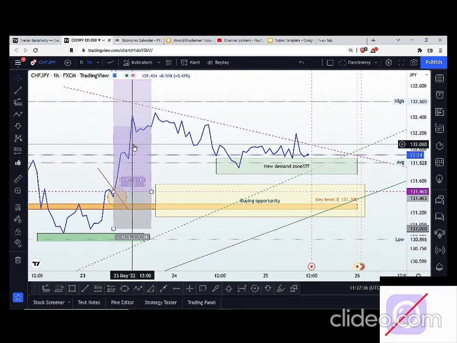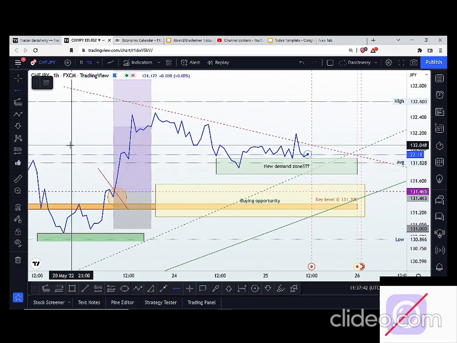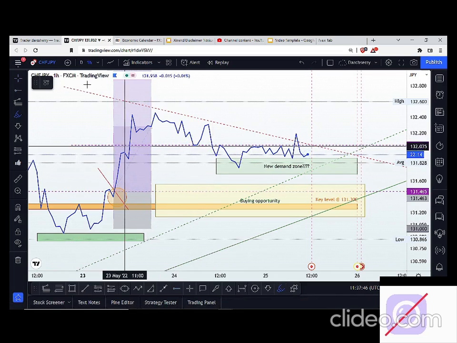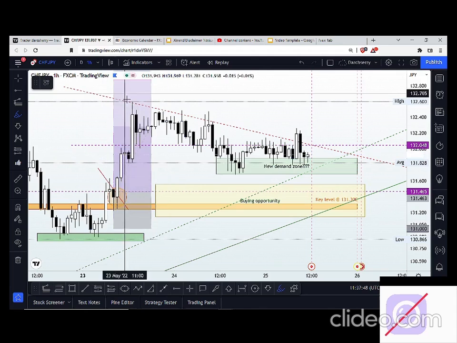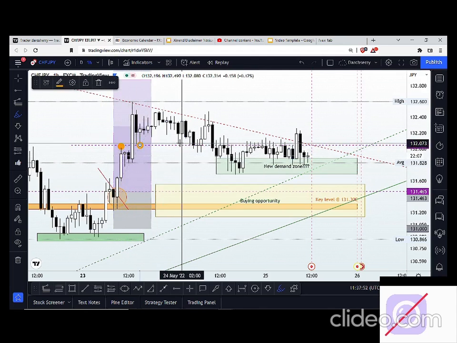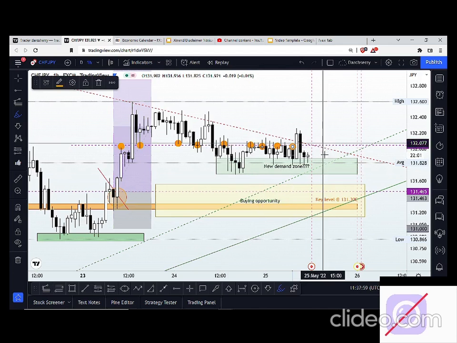So if we look left, we can see that we have a structure right around here that has been a demand structure before. You can see this area has been a resistant level. Oh, hold on, let's go back to our candle. See, it has been a resistant level here, before we saw that breakout.